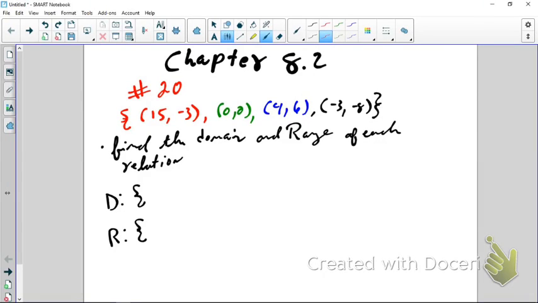Hello, good evening. So I'm going to give you a couple of examples from the homework from chapter 8.2. As you can see, we're going to be looking at problems number 20, 24, and then some other ones.